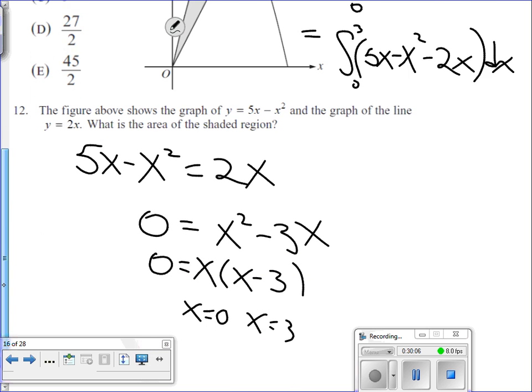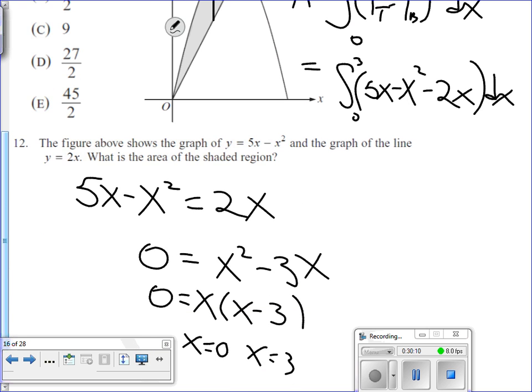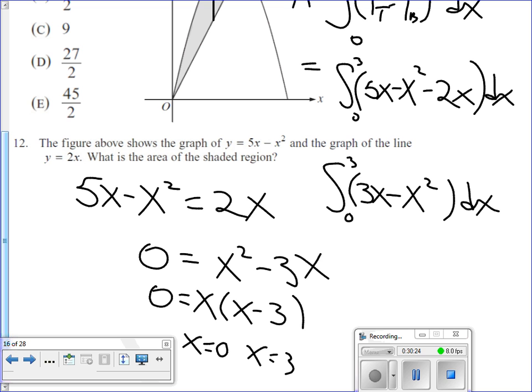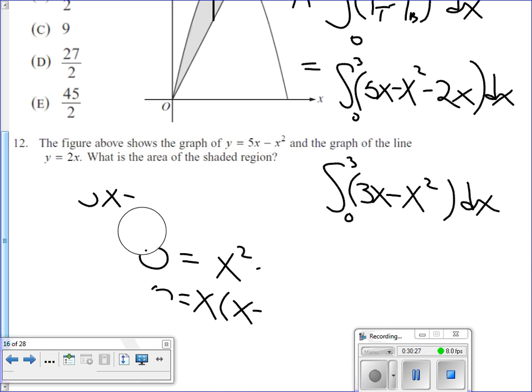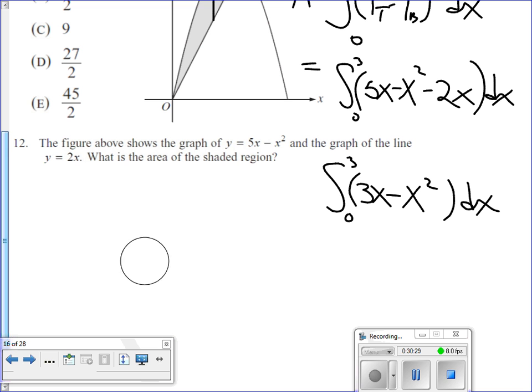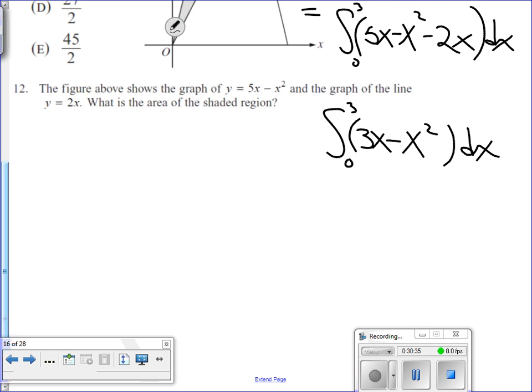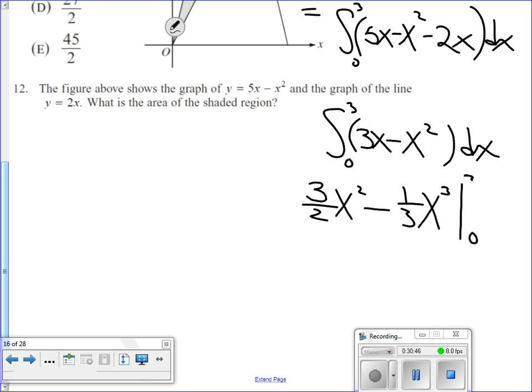Nice. So before you integrate, it's better if you can clean it up a little. So the 5x minus 2x, that's just 3x. So we have 3x minus x squared. So now we got to remember, we got to take the antiderivative, and then we'll plug in the 3 and the 0 and subtract. What's the antiderivative of 3x? 3x squared over 2. And then minus 1/3 x cubed. And we're going from 0 to 3.